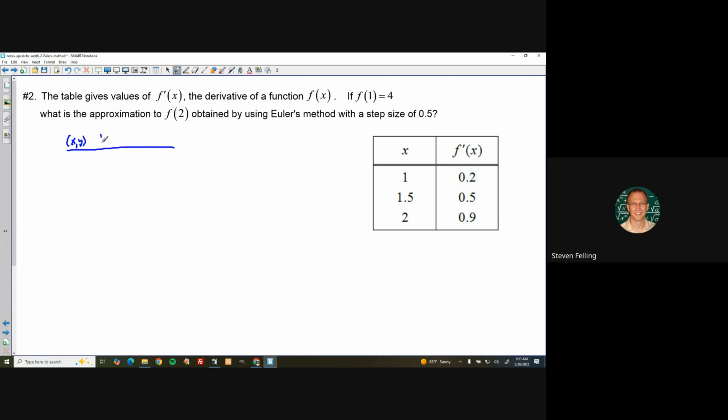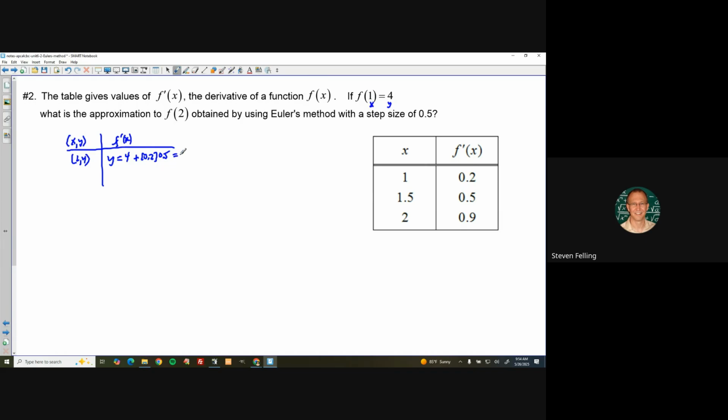We're just figuring out f prime of x that comes from the table. And we're starting at x is 1, y is 4. So we're at 1, 4. So using Euler's method, the next y will be equal to the current y plus the derivative. And so the derivative here at 1, 4 is x is 1. This table just tells me that that derivative is 0.2 times the step size, which is 1/2.